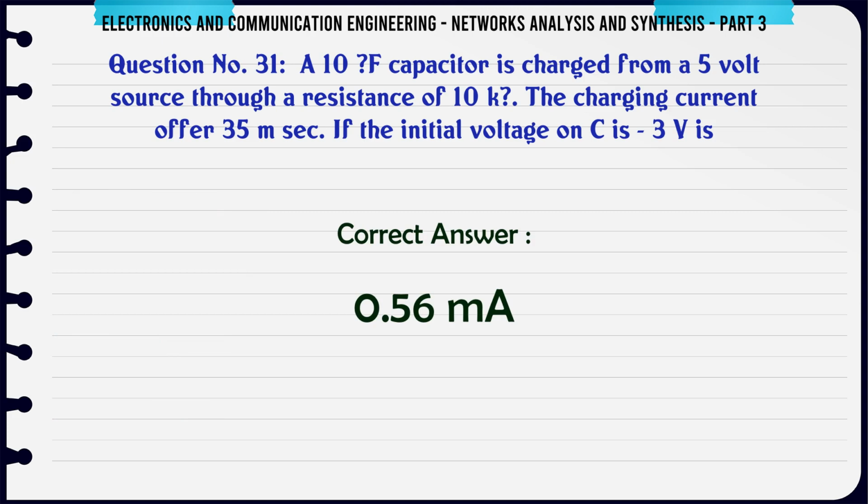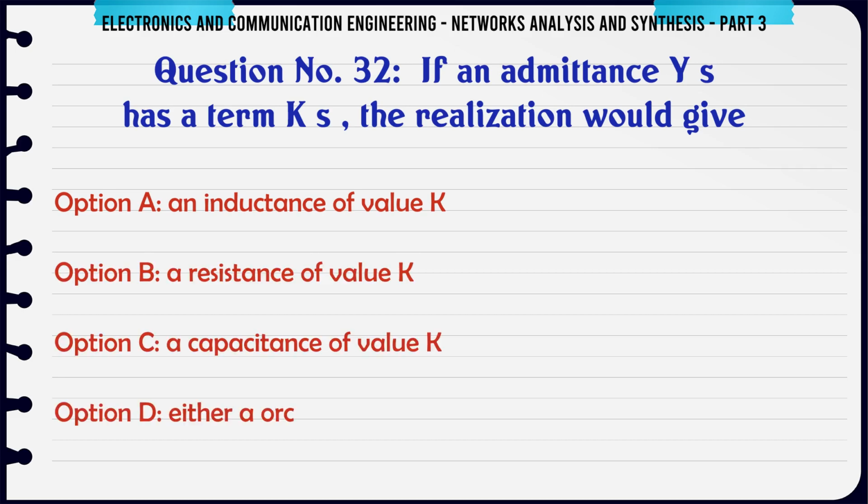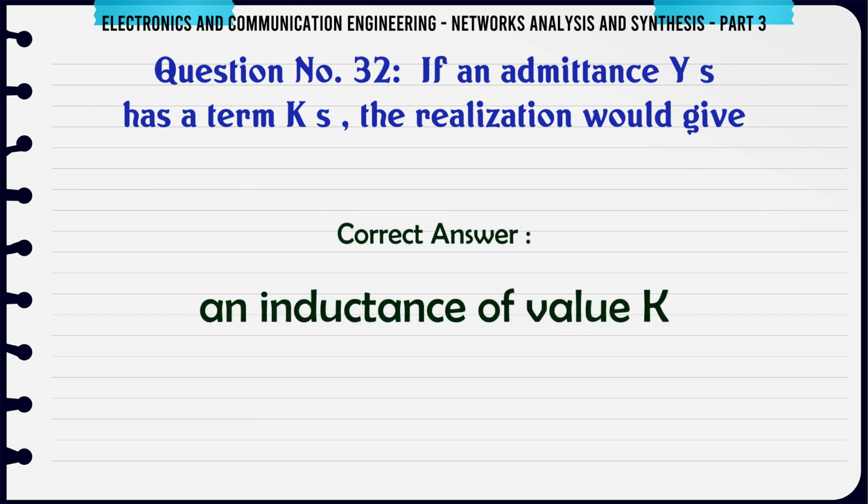0.56 mA. If an admittance Y(s) has a term Ks, the realization would give: A an inductance of value K, B a resistance of value K, C a capacitance of value K, D either. The correct answer is an inductance of value K.